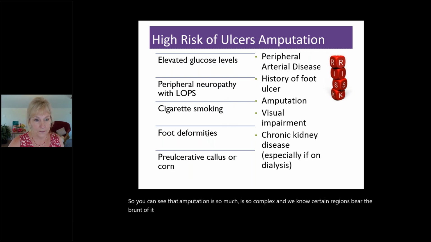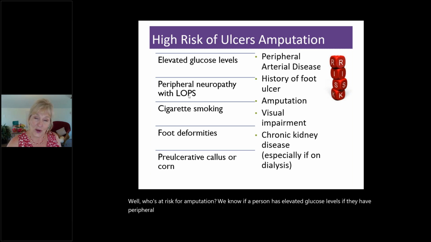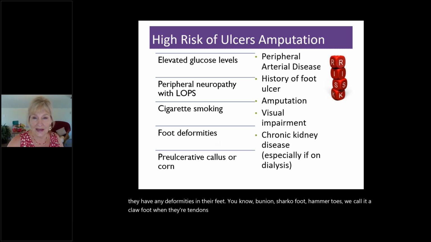What can we do? Well, who's at risk for amputation? We know if a person has elevated glucose levels, if they have peripheral neuropathy with LOPS. What is LOPS? Loss of protective sensation. If they smoke, if they have any deformities in their feet, bunion, Charcot foot, hammer toes. We call it a claw foot when their tendons constrict and they have a misshapen foot, or if they have a pre-ulcerative callus or corn.